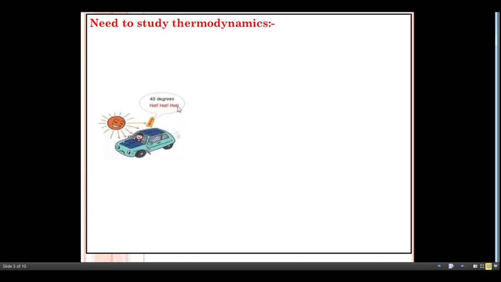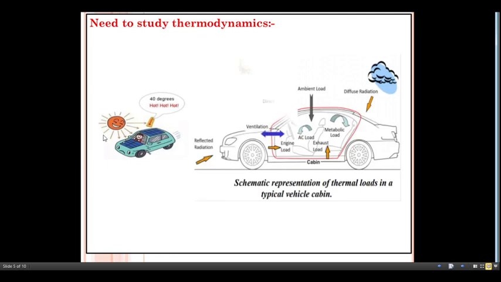Now see the next example. When we sit inside a car and the outside temperature is 40 degrees, the person sitting inside the car experiences discomfort because a lot of changes occur in the room temperature. And when we turn on the AC, then again we get comfort.